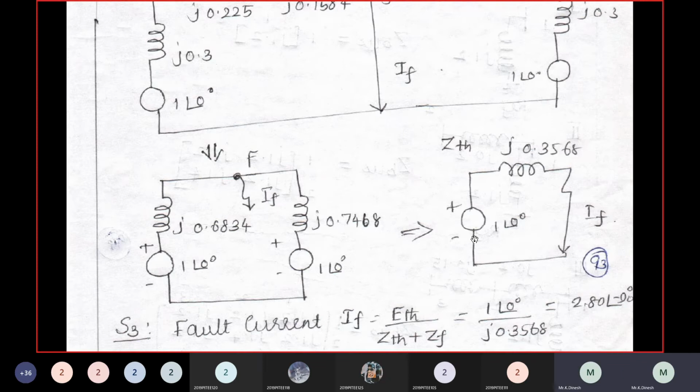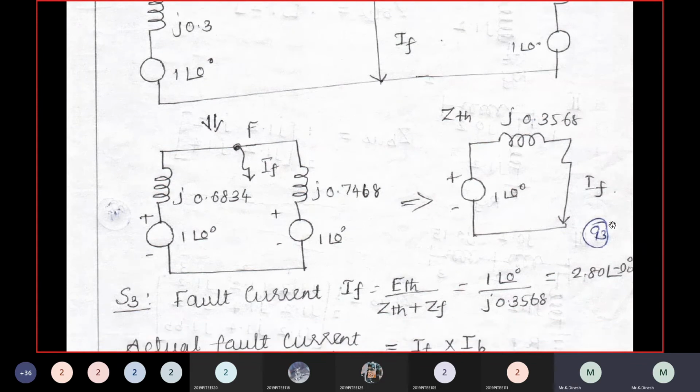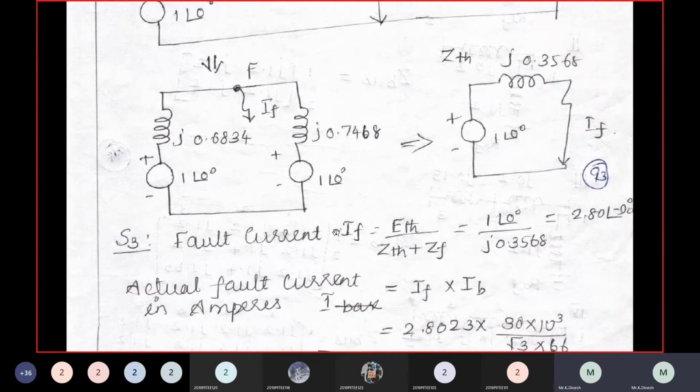V Thevenin is 1 at angle 0. It is a pre-fault voltage we are just assuming, and we have the short circuit branch IF. So as per Ohm's law, IF equals E Thevenin divided by Z Thevenin plus Z F. That Z F is 0. So 1 at an angle 0 by J0.3568, which is 2.80 at an angle minus 90, the fault current in per unit.